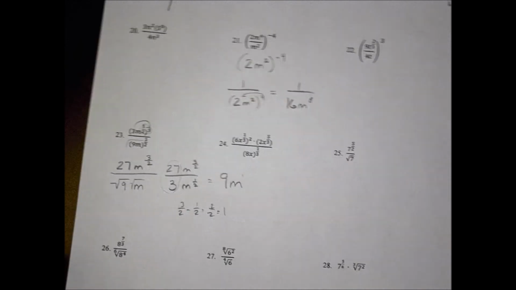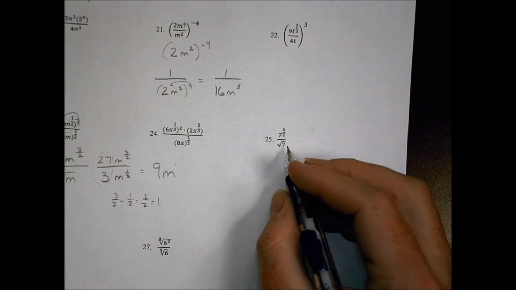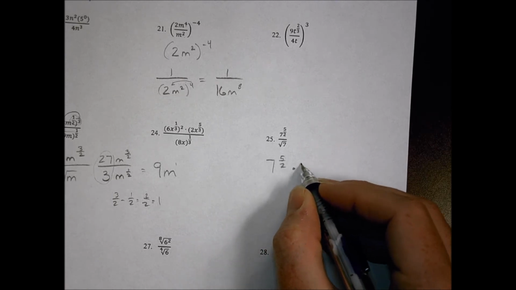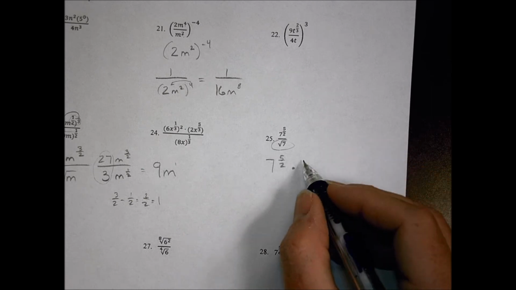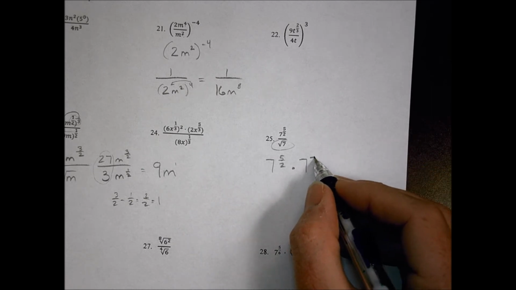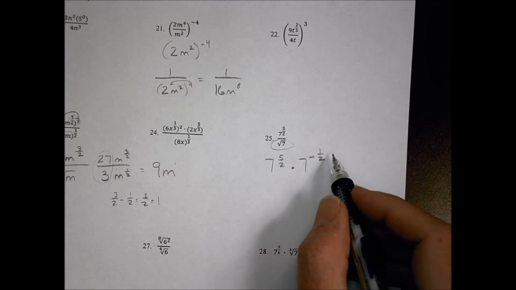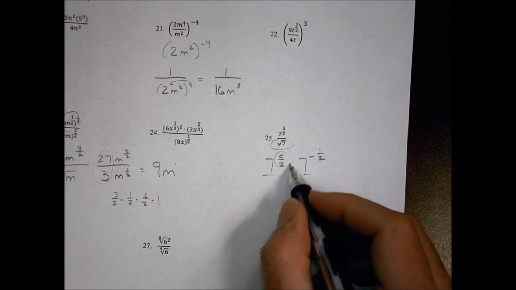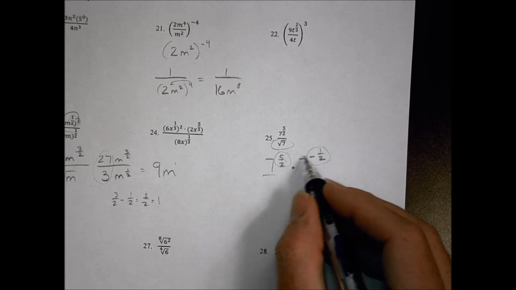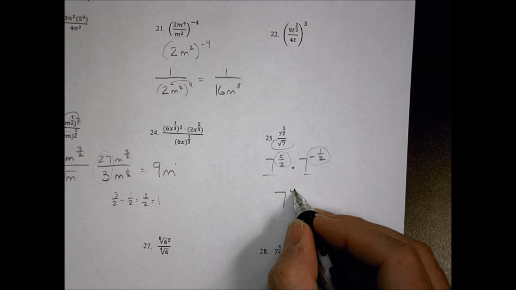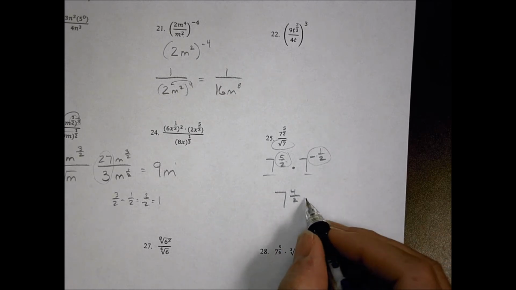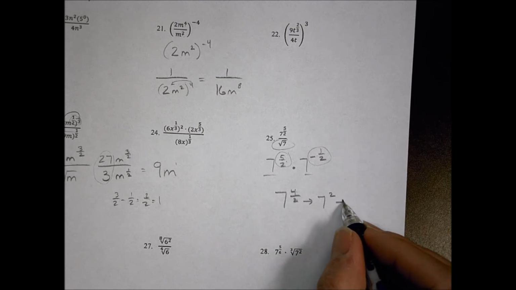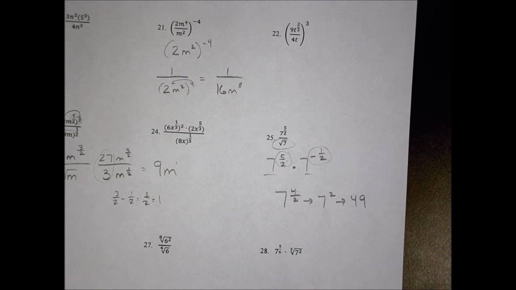Number 25. We rewrite this one here. We have 7 to the 5/2 times, how do we write the square root of 7? On the denominator, it'd be a negative 1/2. The square root is the 1/2 because down below it's a negative. So now because of the same base, I'm going to add the exponents. So 5 minus 1 is 4, and it's still over 2. 4 over 2 can be reduced to 7 squared. 4 over 2 is 2, and 7 squared is 49. And that's it for that one.